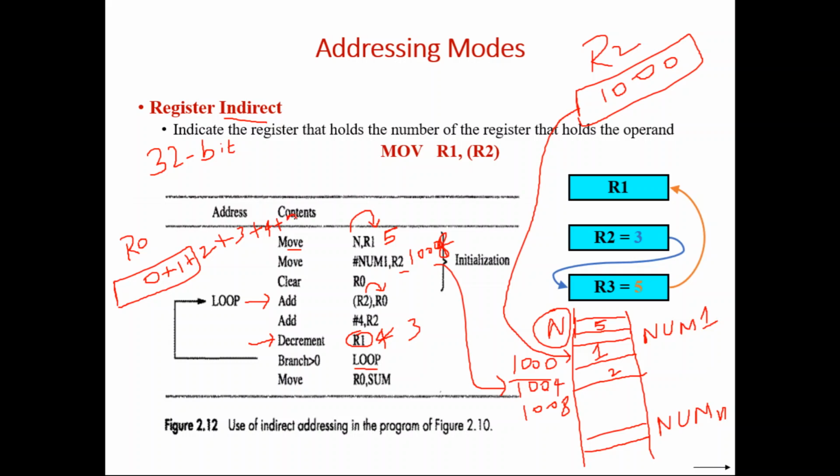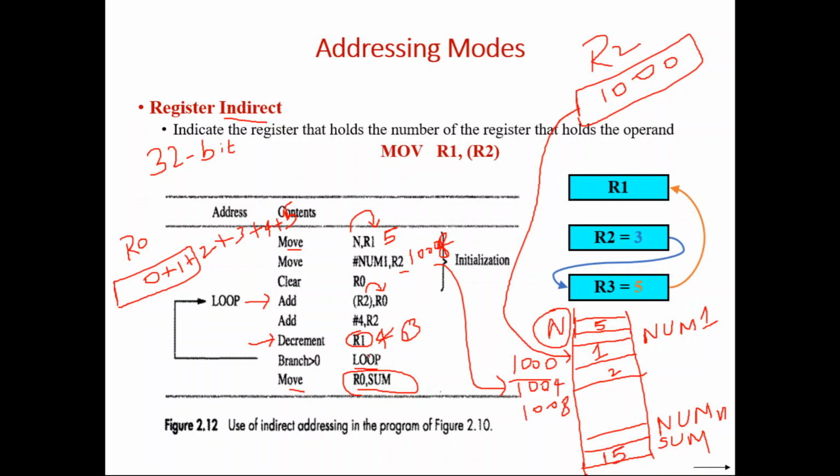Once the 5th number is added, then when you decrement, R1 will become 0. Then it will check whether branch greater than 0. No, it's not greater than 0, it's equal to 0. So this instruction will execute. Move R0 comma sum. Again, sum represents some memory location. Say this last location represents sum. So here the value of the sum will be stored. 5 plus 4 is 9, 9 plus 3 is 12, 12 plus 2 is 14, 14 plus 1 is 15. So that will be stored here.